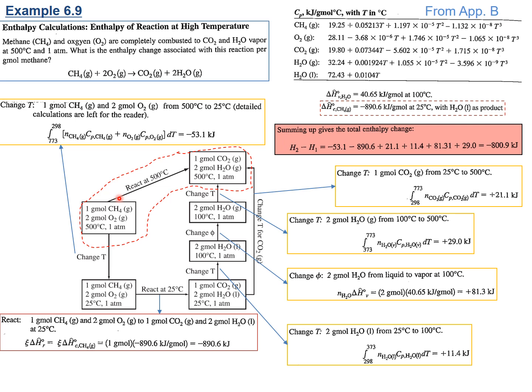After the reaction at 500 Celsius degree, we have obtained the product of the combustion reaction: 1 gram mole CO2 gas, 2 gram mole H2O gas at the same temperature and the same pressure. Our target enthalpy difference is between the product and the reactant.